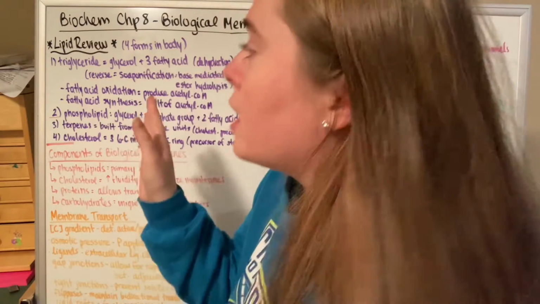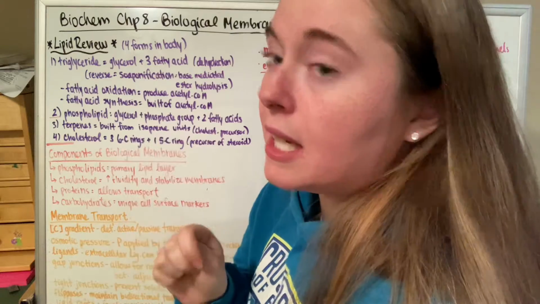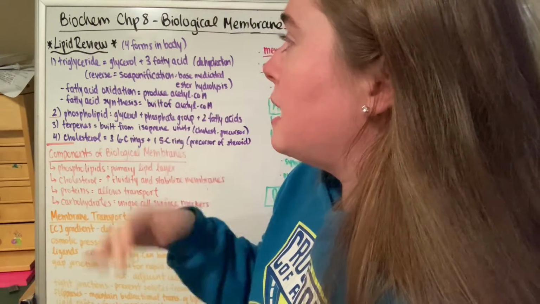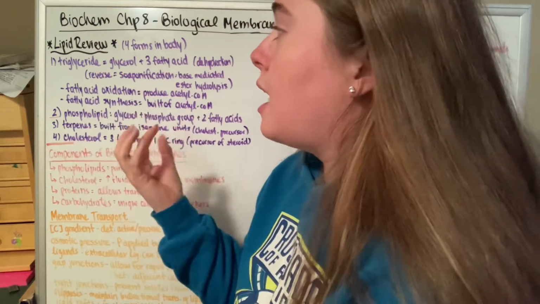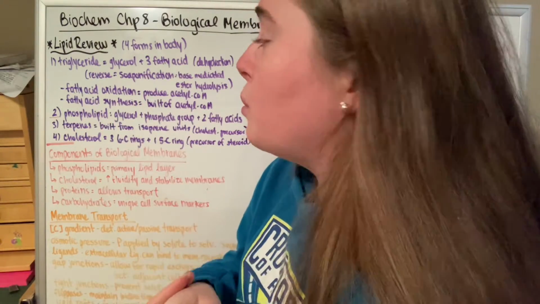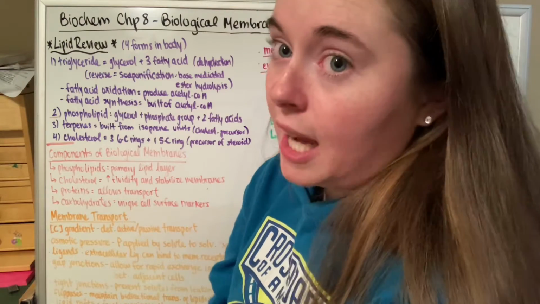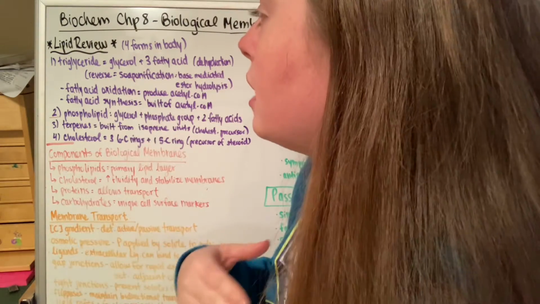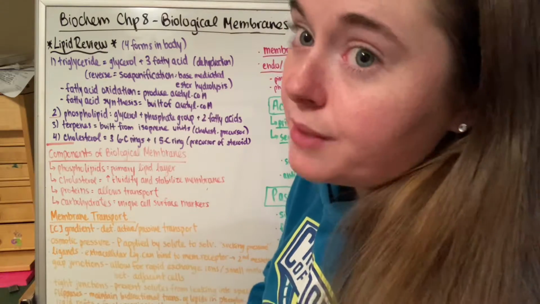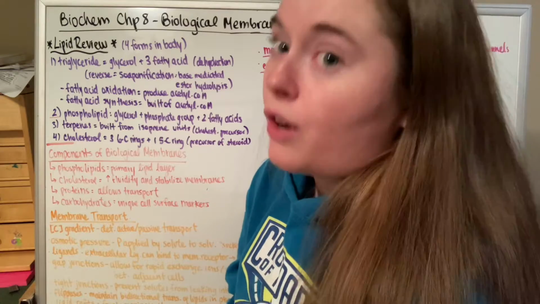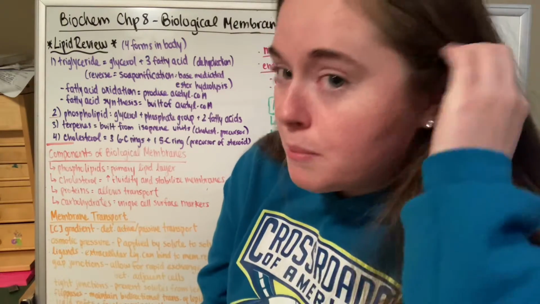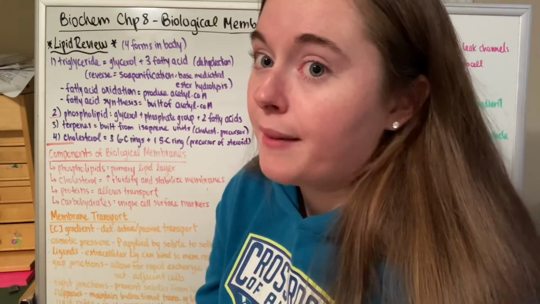So the biggest part of the lipids that I wanted to revisit was that there are 4 types of lipids in our bodies. So we have triglycerides, which is a glycerol molecule attached to 3 fatty acids via dehydration. And the reverse of forming a triglyceride is a saponification. And a saponification is a base-mediated ester hydrolysis. So even that point right there is kind of important to remember and note, so definitely take note of that.